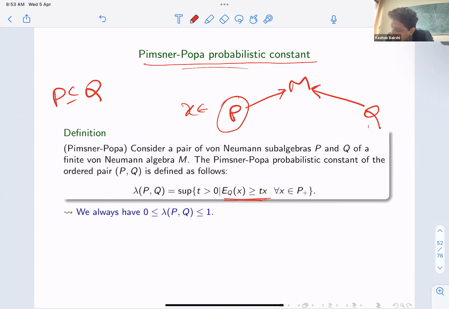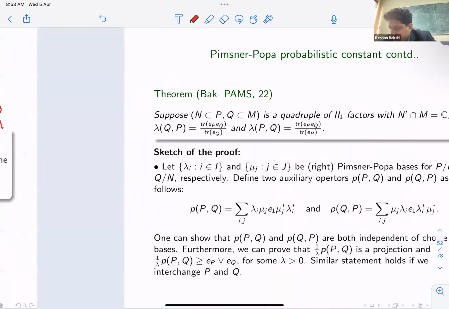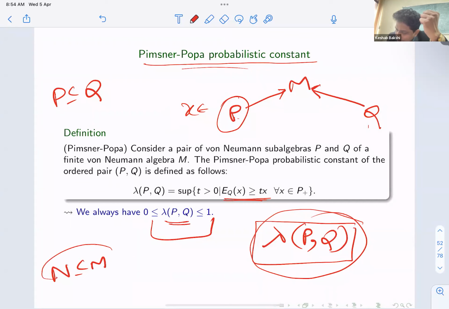So this lambda_PQ, we believe, is an important invariant-like angle for this two-subfactor theory. And a nice thing is that one can easily prove that it lies between 0 and 1. This is another reason why it should be called a probabilistic index, actually. So this is an important invariant. And now the next question: we can think of this as the measurement of the relative position between P and Q. Like we have the measurement for the subfactor N inside M, called index, now we have another new measurement, lambda_PQ.